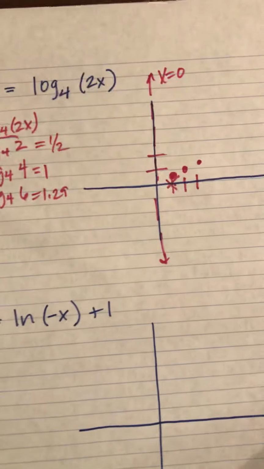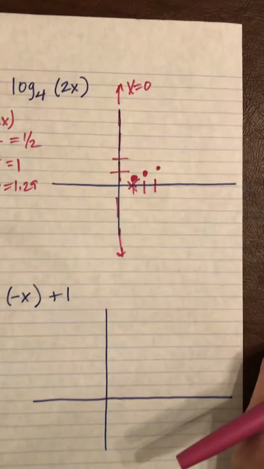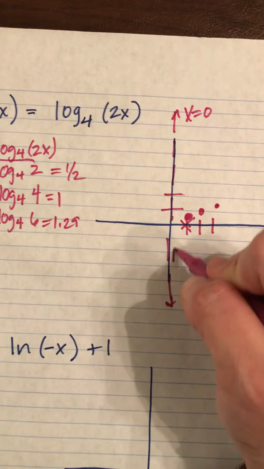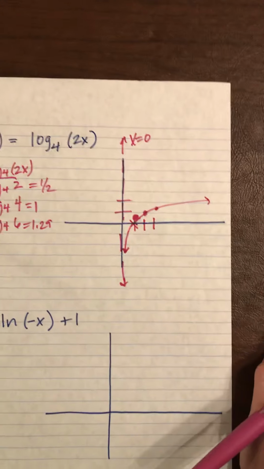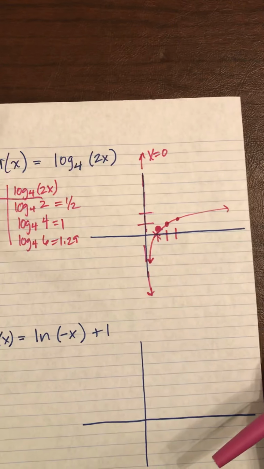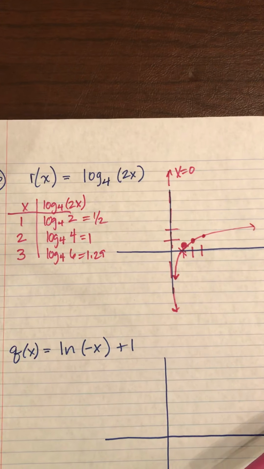So this is a really slow looking graph. If you wouldn't know any different, you would think that maybe this looks linear, but of course you guys are all super smart and you know it's not. So it has to have that curve shaped graph, and that's what it's going to look like.